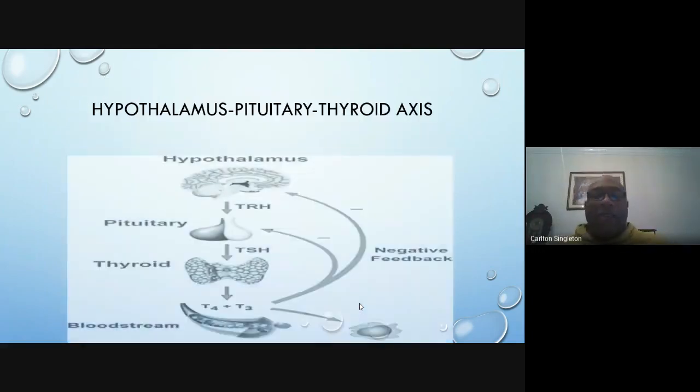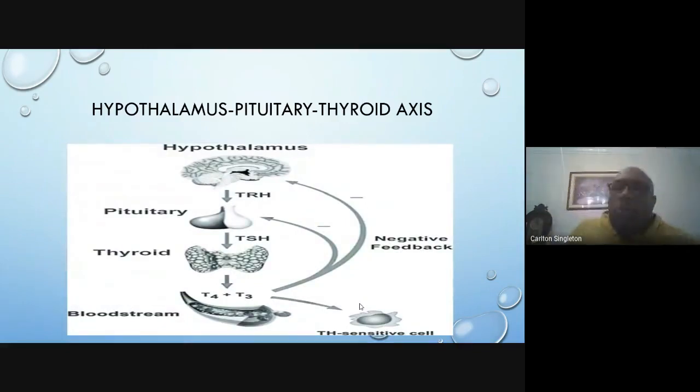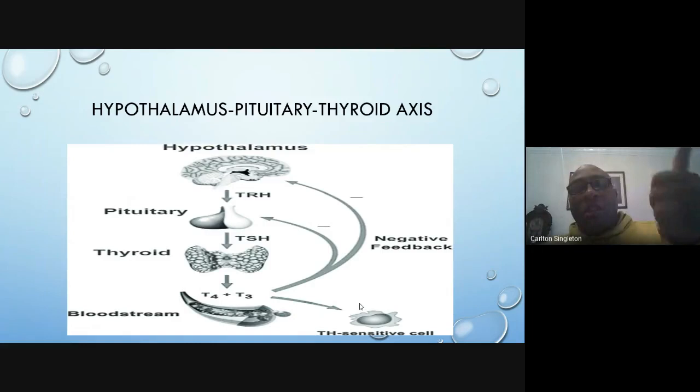Okay, then also we have the hypothalamus pituitary thyroid axis, and same concept. TRH stimulates TSH, stimulates release of T3 and T4 from the thyroid. Then T3 and T4 go back and shut off the pituitary and the hypothalamus. So we don't get too much T3 and T4 hanging around.